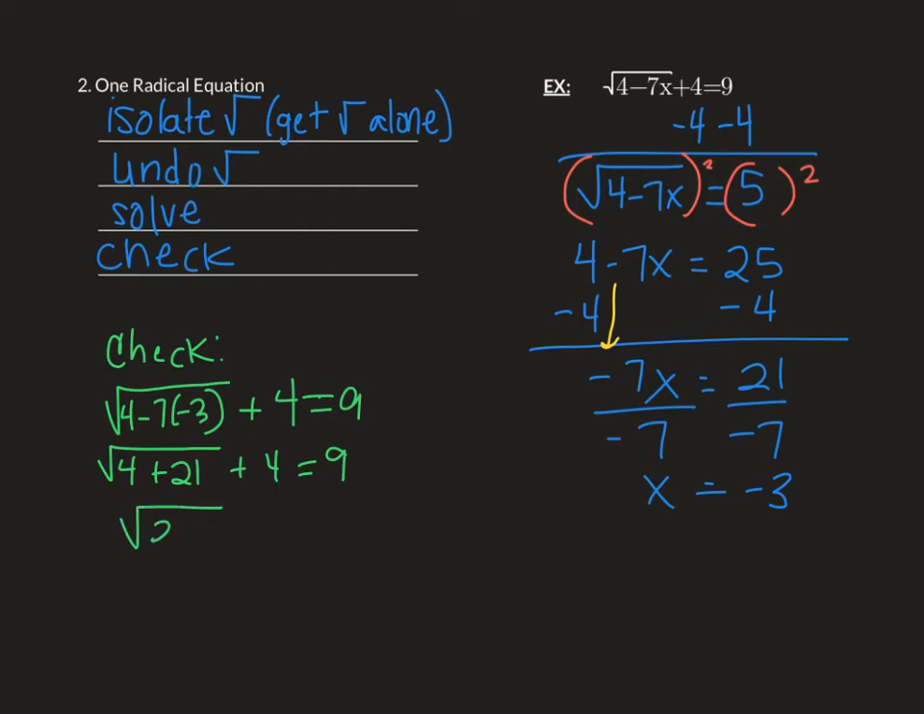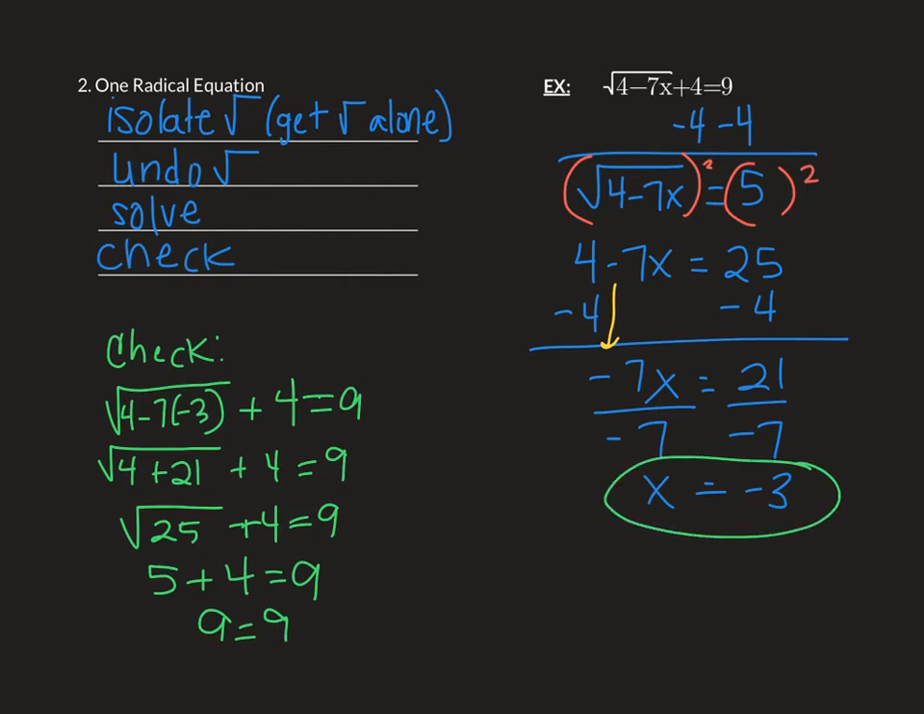Square root of 25 plus 4 equals 9. Some of you might see it already. We know the square root of 25 is 5. And 5 plus 4 equals 9. So 9 equals 9, and that's a true statement. So I know my answer is x equals negative 3. All right, pause the video. See if you can try the next two and see how you do. And we'll come back and look at them together.